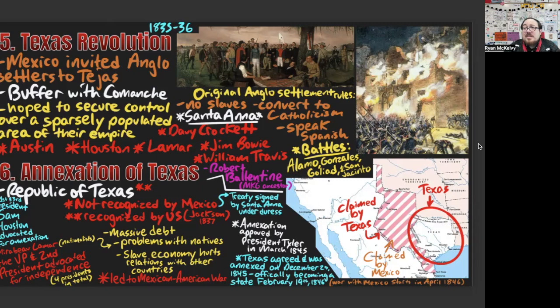Historically, according to Mexico, Texas has only ever been up to the Nueces River, which is around Goliad, San Antonio area, the area that is circled on the map. Texas, however, claims that the border of Texas is the Rio Grande, which is our modern border with Mexico today. And so there's this area in between that is disputed. And it is that dispute that will lead to the eventual Mexican-American War.